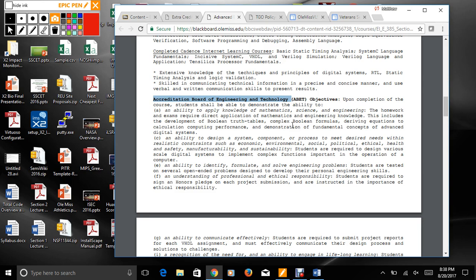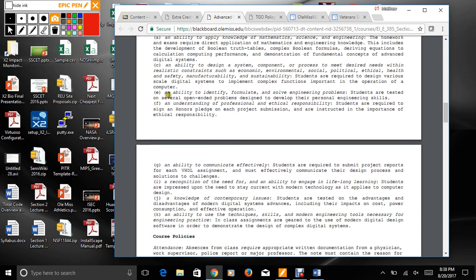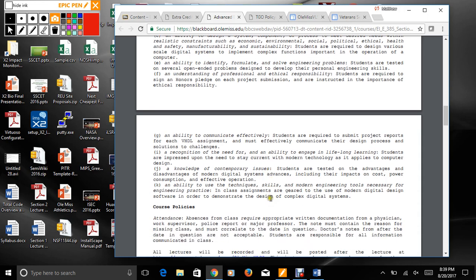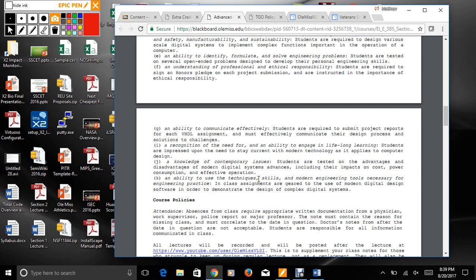meets the standards. So in this case: an ability to apply knowledge of mathematics and science and engineering, an ability to design a system, component, or process to meet desired needs within realistic constraints, an ability to identify, formulate, and solve engineering problems, an ability to communicate effectively, a recognition of the need for and ability to engage in lifelong learning, a knowledge of contemporary issues, and an ability to use the techniques, skills, and modern engineering tools necessary for the engineering practice.